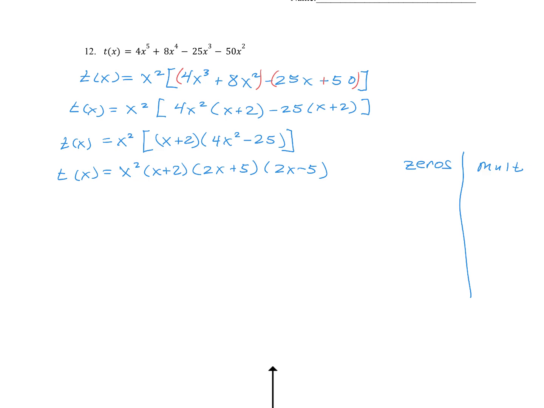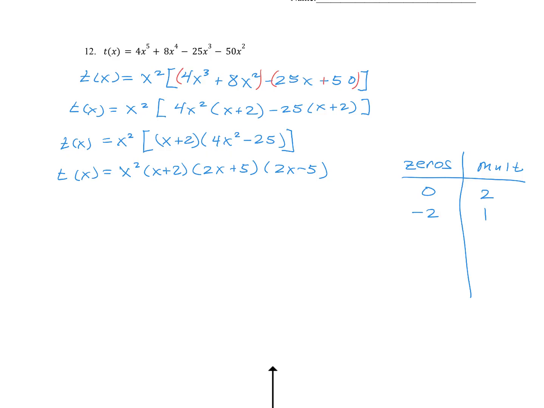The first one you'll notice is the number 0, because there's a factor of x leading the way. That multiplicity is 2 because it's an x squared. The next 0 from looking at it is negative 2, because plugging in negative 2 will make that whole thing 0. The multiplicity is 1.